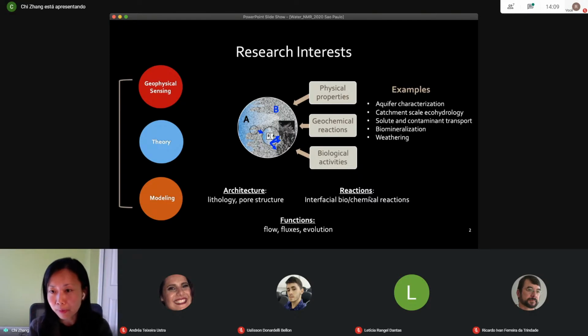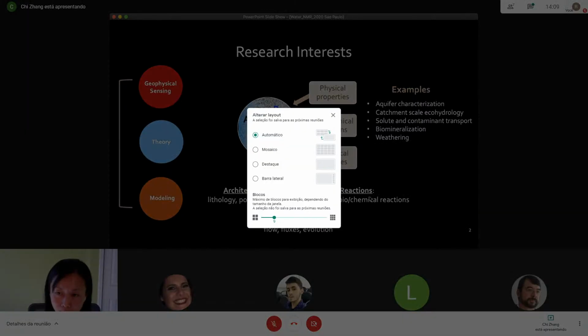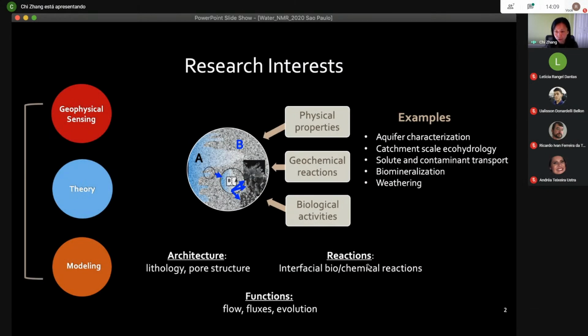Some examples of my applications are aquifer characterization using geophysical tools, and also catchment-scale ecohydrology to look at how groundwater and surface water interact and how vegetation can impact this interaction, and also to monitor and track solute and contaminant transport, as well as some biomineralization applications, especially at the lab scale, the column scale. And the last one is the weathering pattern, which is one of the research areas I'm recently focusing on.